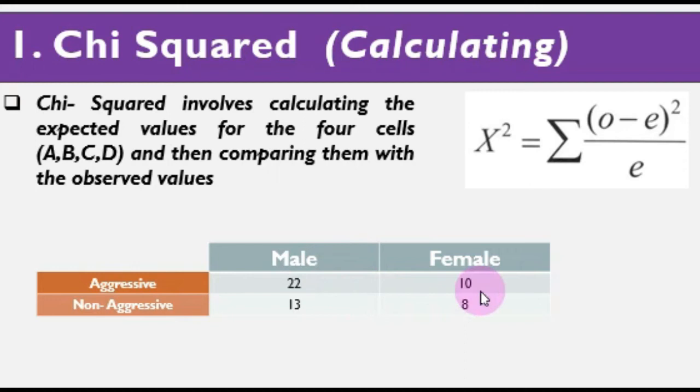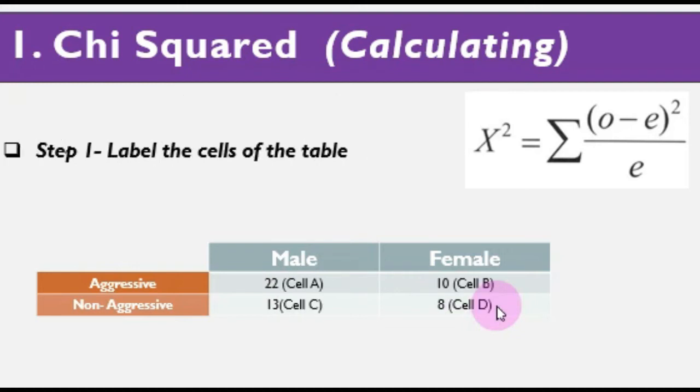Okay, we have 28 male and 10 female. And okay, tapos yung non-aggressive na male is 13 over 8 na female. Step 1, kung paano natin siya gagawin is that we table the cells of the table. Okay, so sabi natin kanina may ABCD tayo. Sa male, sa cell A, sa cell B, cell C, and cell D. Okay, so titingnan natin yung relationship each cells.